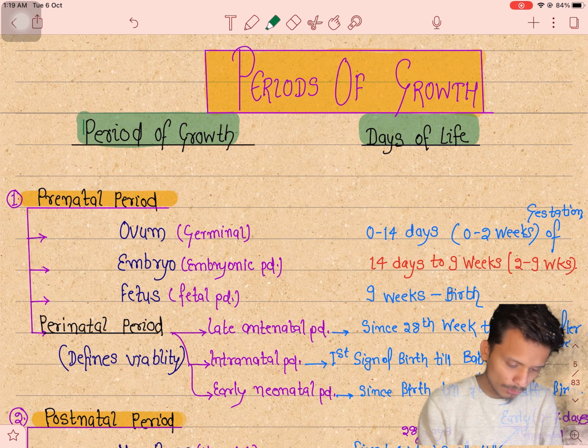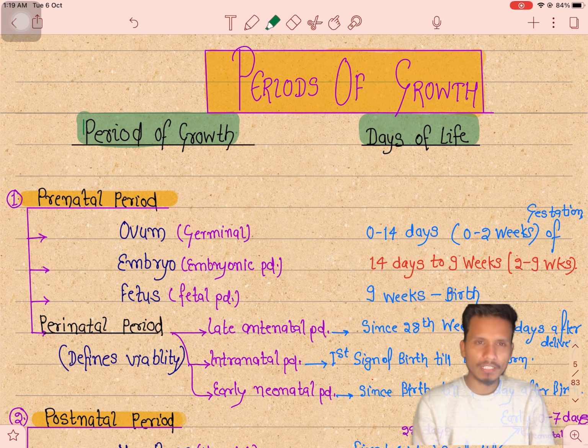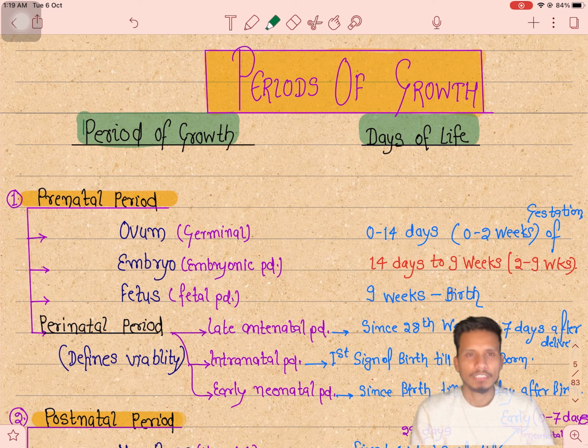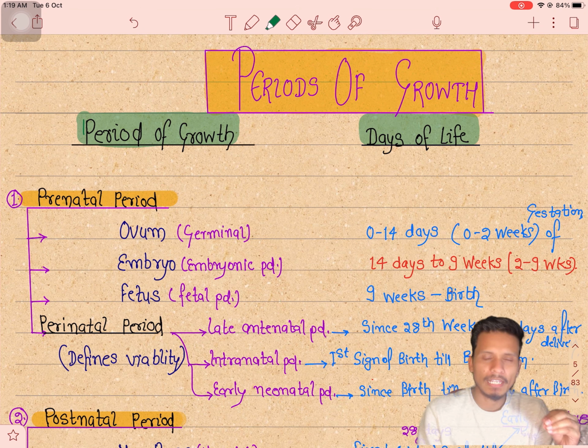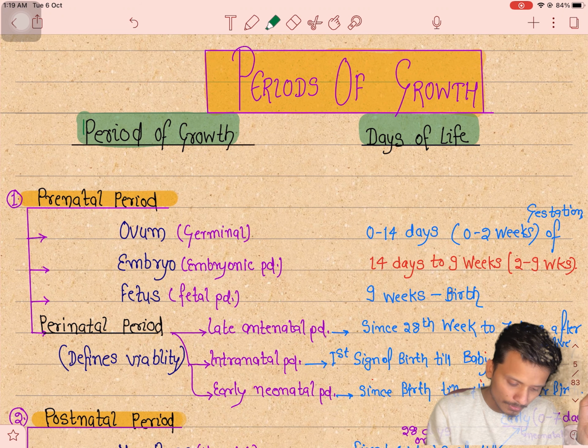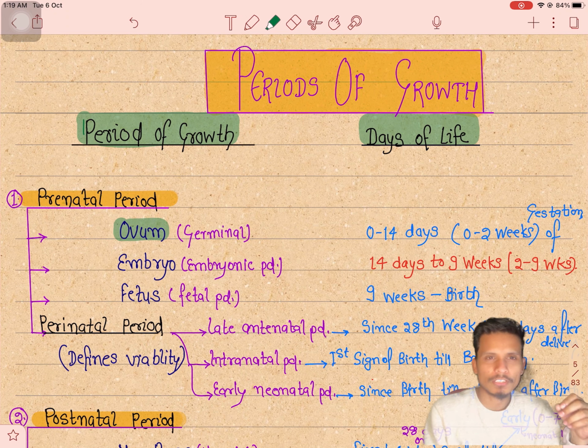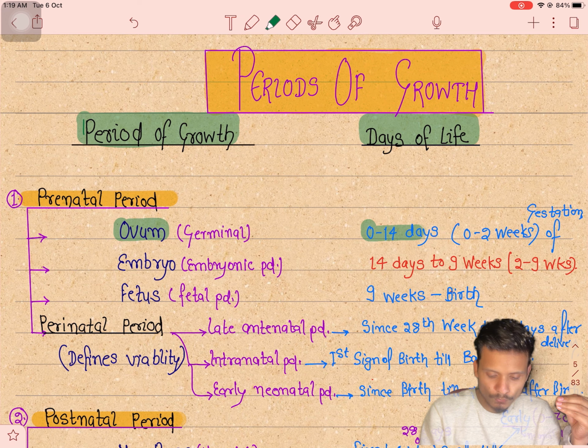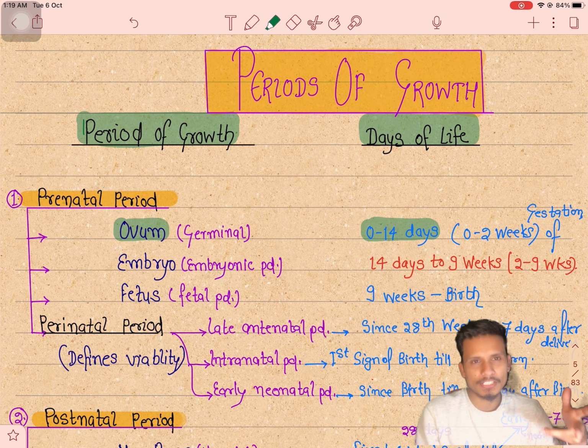So let's start. The first one is the prenatal period. It is the period in which the fetus develops during the gestational ages. It means the gestational period, the period in which the fetus develops inside the mother. The ovum or germinal period is the period from 0 to 14 days after the fertilization.